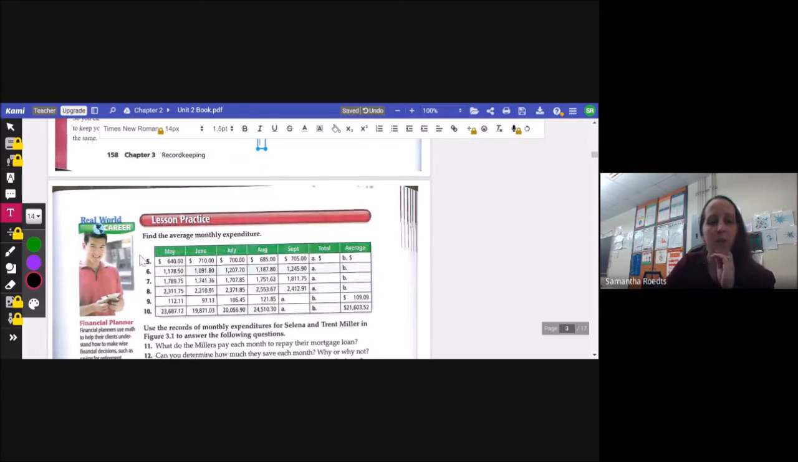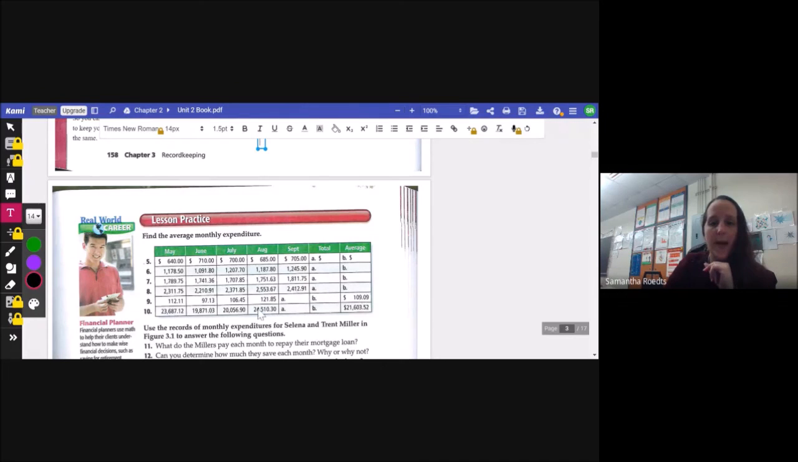All right, so for homework, you have these problems right here, the 5 through 10. So you're going to find the total. Basically, you just add them up and then the average. So whatever your total is, divide by the number of months. So once you add May, June, July, August, September, that's 5 months. So whatever your total is divided by 5. That's how you do these first 5 through 8.